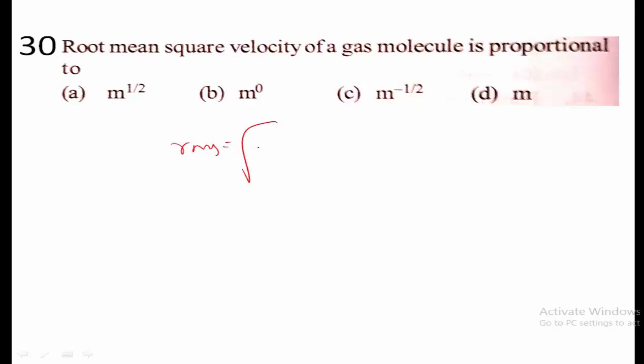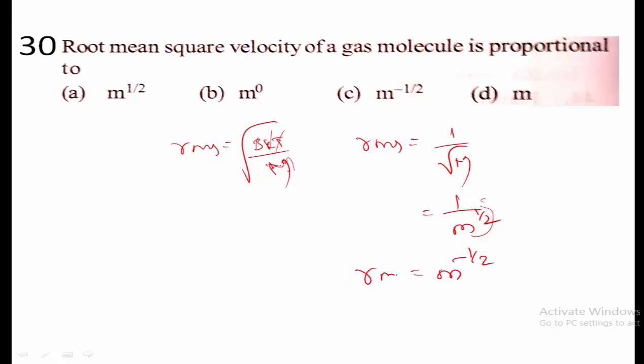Question 30. The root mean square velocity of a gas molecule is proportional to, as you know, RMS velocity is equal to the square root of 3RT divided by m. Now 3RT values are constant. They asked how RMS velocity depends on molar mass. So you can say RMS is proportional to 1 by square root of m, which can be written as 1 divided by m raised to 1 by 2. Bringing it to the top gives m raised to minus 1 by 2. So the RMS velocity of a gas molecule is proportional to m raised to minus 1 by 2. So option C is the right answer.